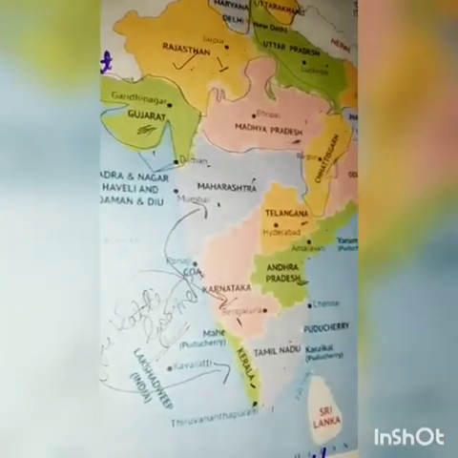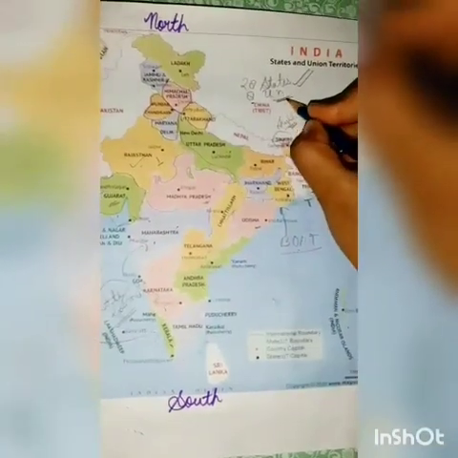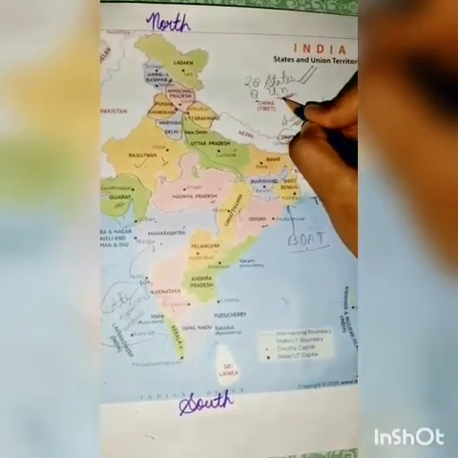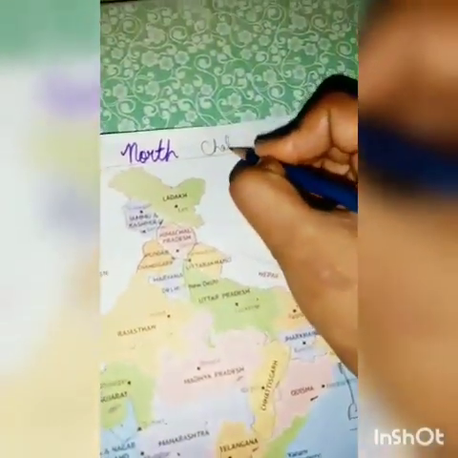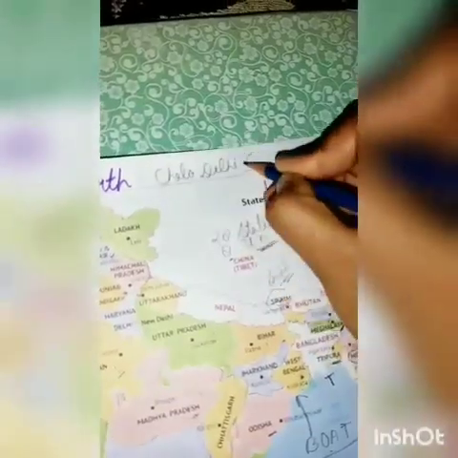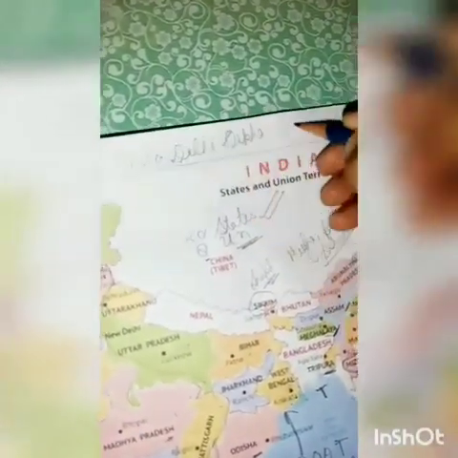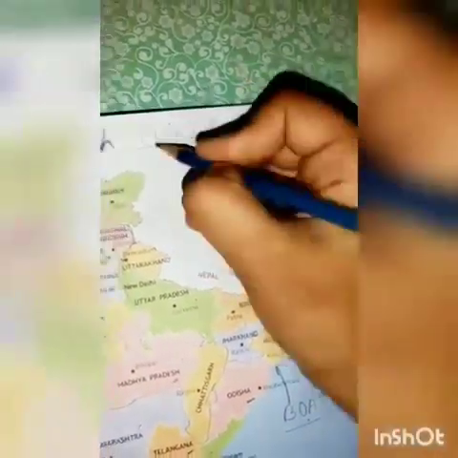Okay, dear students. Now we are going to discuss the union territories. We have 8 union territories. To remember the union territories, there is a sentence: Chalo Delhi Dikha Do Aap. Remember this sentence.